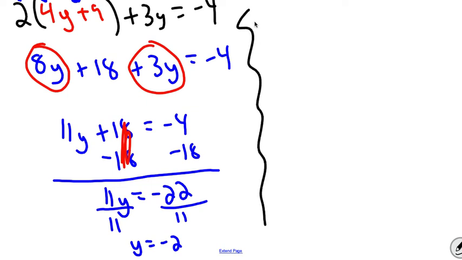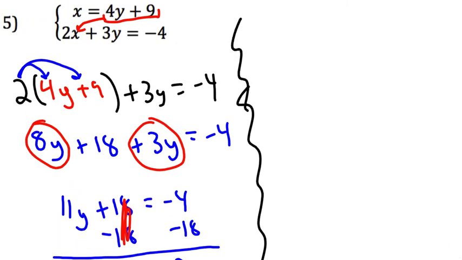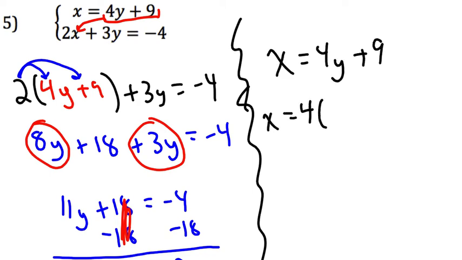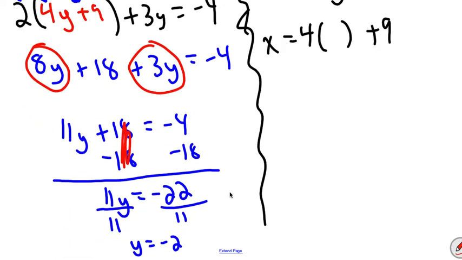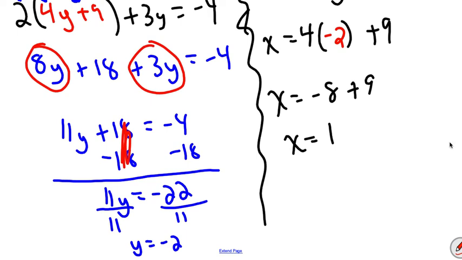I'm going to write down my, remember it's a negative 2. I don't want to plug in the wrong thing again. I'm going to start with my top equation now. X equals 4y plus 9. Replace your y with a negative 2. Let's make sure we plug in the right thing. Double check. Negative 2. And we'll solve this one. So x equals negative 8 plus 9. x equals 1.